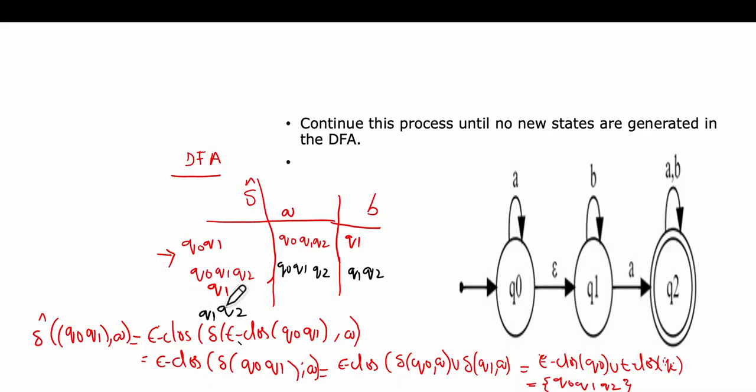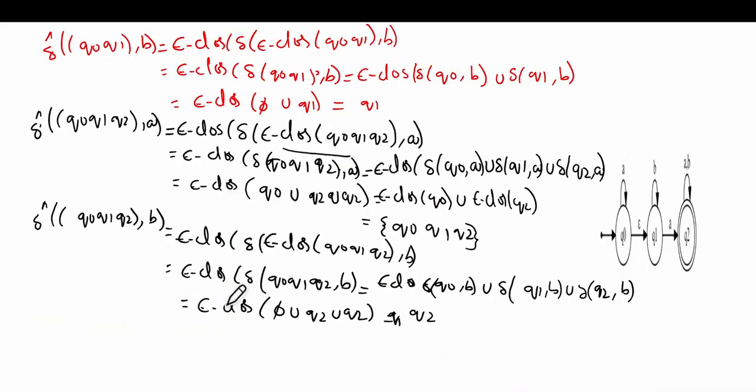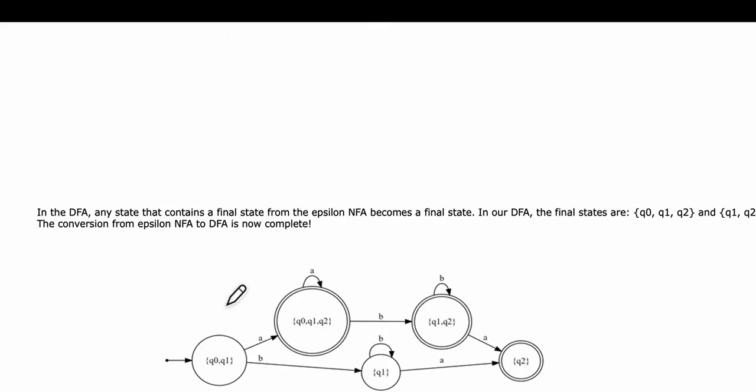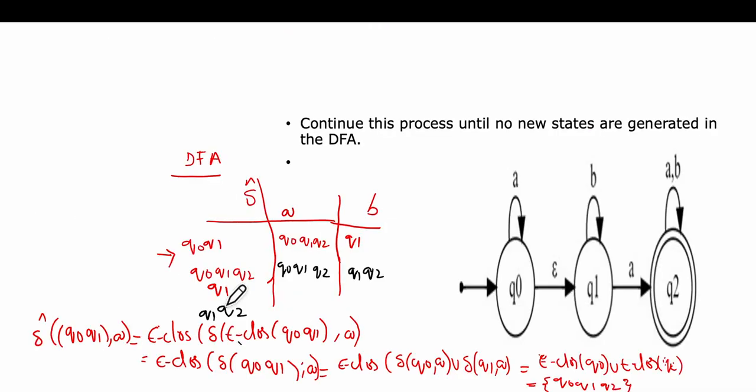Okay, so how long do you have to do transition? Until no new state has been formed. Now when we do it like this, we get the transition: Q1 on A is Q2, Q1 on B is Q1, and for Q1 Q2 we have to do transition for Q2 as well. So now when we do it for Q1 Q2, finally we got this.